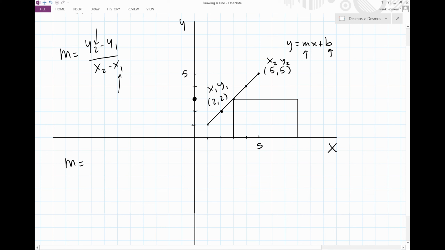m is equal to y2, which is 5, take away y1, what's y1? 2, divided by x2, which is 5, take away x1, which is 2. So y2 is 5, y1 is 2, subtraction in the middle, x2 is 5, and then subtract x1, which is 2. So this is 3 over 3, which is 1. So it has a slope of 1.